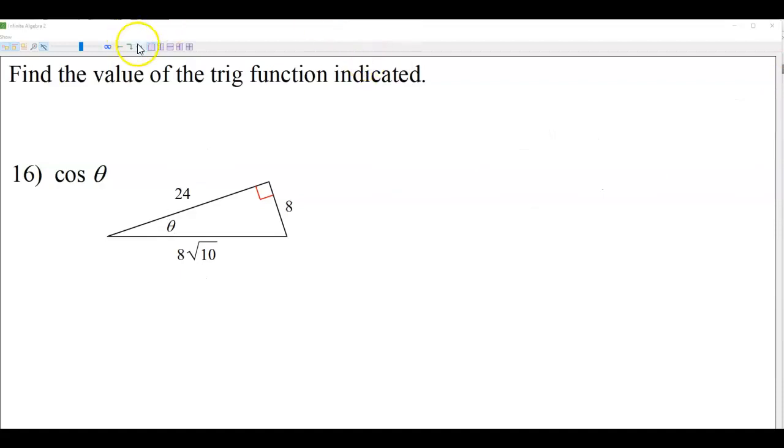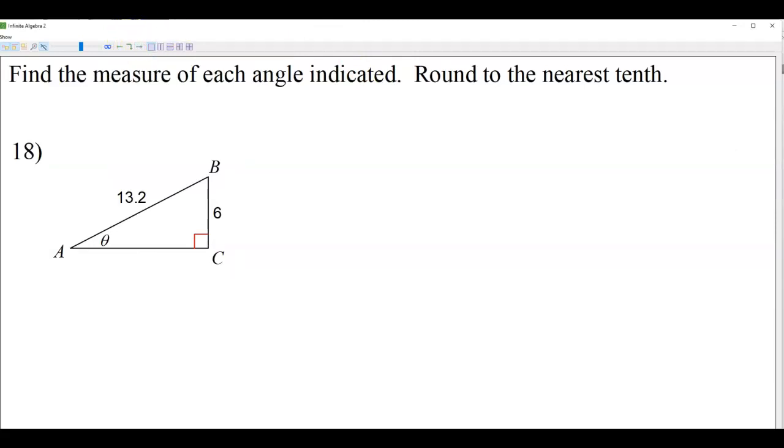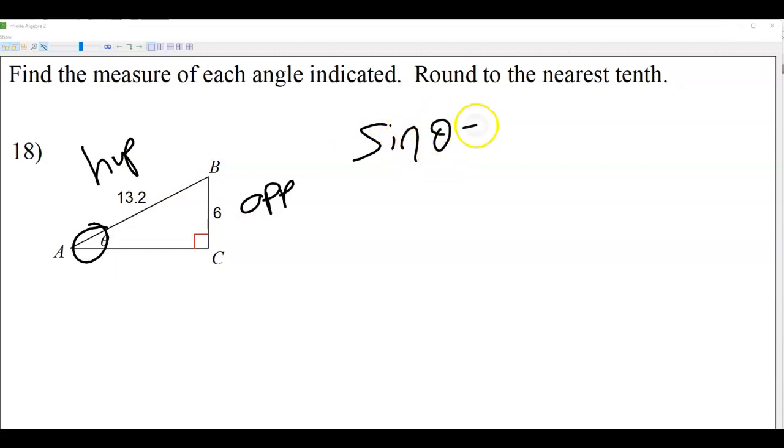Go ahead and take a look at number 18. Find the measure of each angle indicated and round to the nearest tenth. So to do this, you want to identify your reference angle. You want to label the sides that are given to you. That's opposite. And this is hypotenuse. And then we ask ourselves, which trig ratio? Is it sine, cosine, or tangent? Which one of those three uses opposite and hypotenuse? Well, it's sine. So we're going to have sine of theta is equal to opposite over hypotenuse.